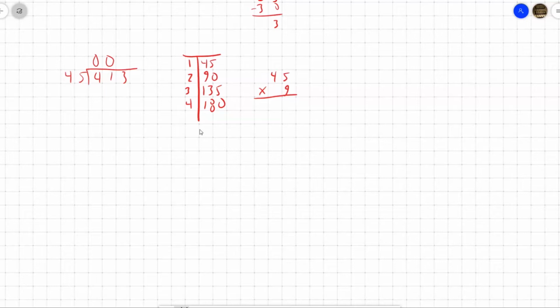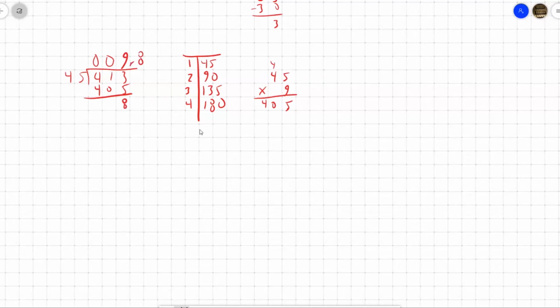So 9 times 5 is 45. 9 times 4 is 36, 37, 38, 39, 40. 405. That looks like that's going to get me there. So 9 times 45 is 405. Subtract. So 13 minus 5 is 8. And I have 9, remainder 8.